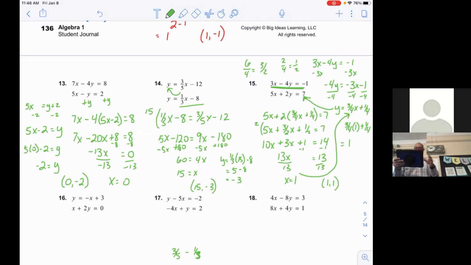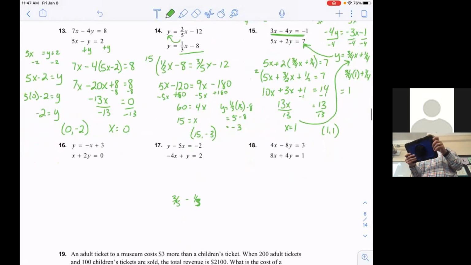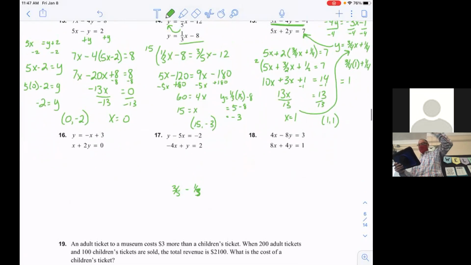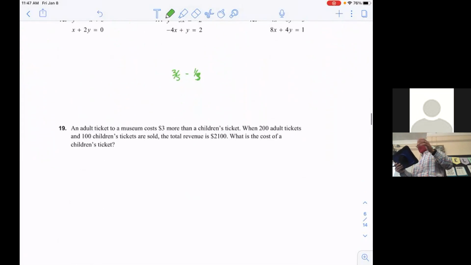Okay. I know I said 15 was the last problem that we're going to do. It's just a blow-up problem. We're going to jump down and do 19. All right, so we need to do 19, and then we'll jump over to our puzzles.